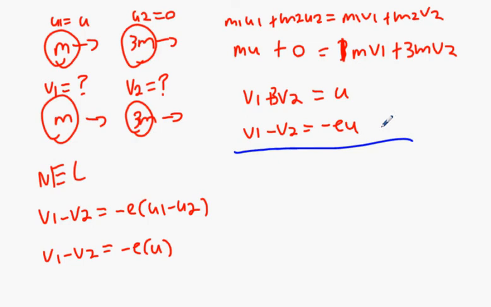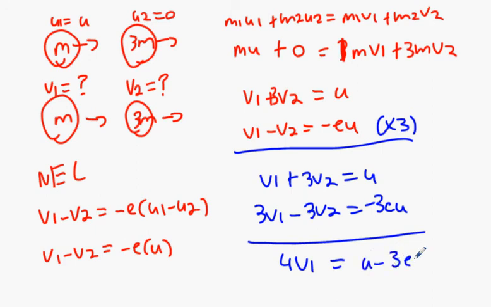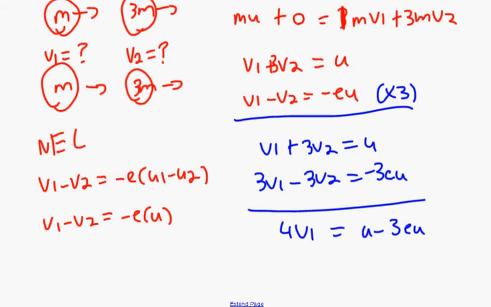Add them directly downwards, but multiply the bottom one by 3. V1 plus 3V2 equals U, and 3V1 minus 3V2 equals minus 3EU. Go directly down: 4V1 equals U minus 3EU. Bring down the 4, and then we divide by 4, and we get that there.